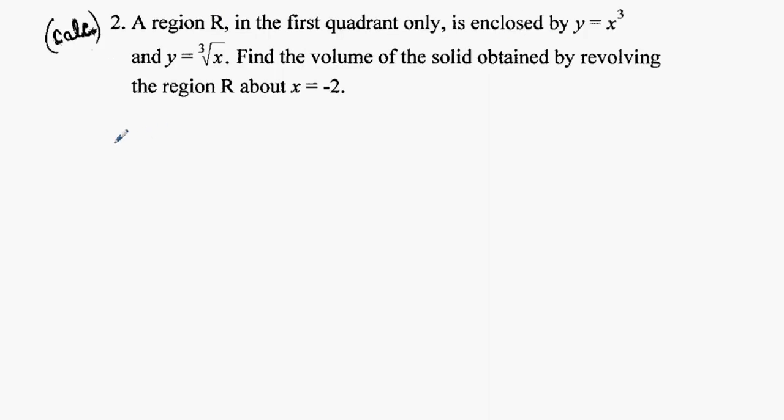Next, problem 4. A region R in the first quadrant only is enclosed by y equals x cubed and y equals cube root of x. Find the volume of the solid obtained by revolving the region R about x equals -2. It's a calculator problem again. You should know what these equations look like from pre-calculus, but in case you don't, it's a calculator problem.